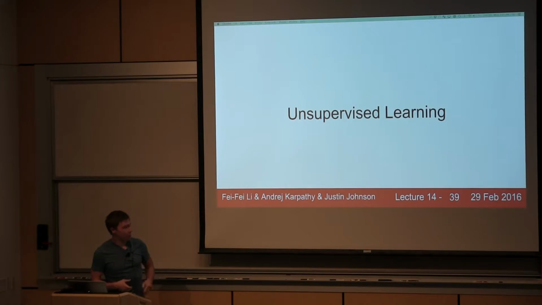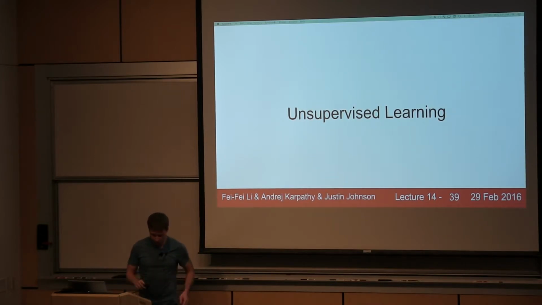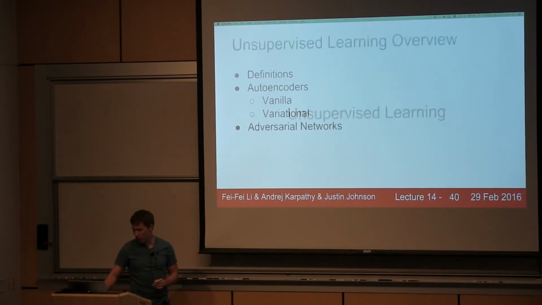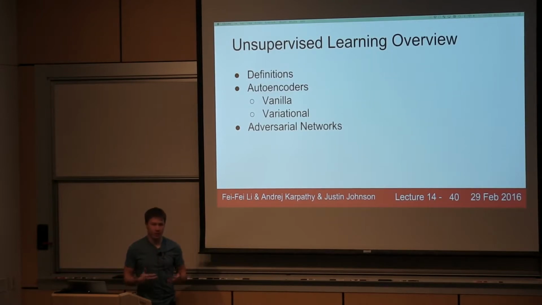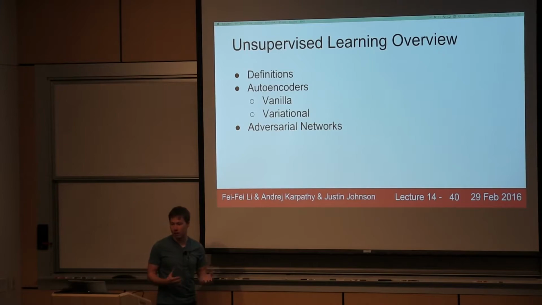Okay, so for the rest of the lecture, we're going to switch gears completely and talk about unsupervised learning. First, we're going to talk about some basic definitions around unsupervised learning, and then we're going to talk about two different ways that unsupervised learning has recently been attacked by deep learning people. In particular, we're going to talk about autoencoders and then this idea of adversarial networks.